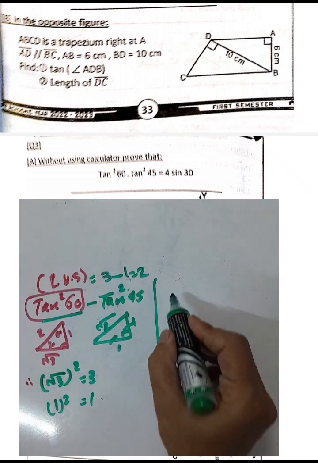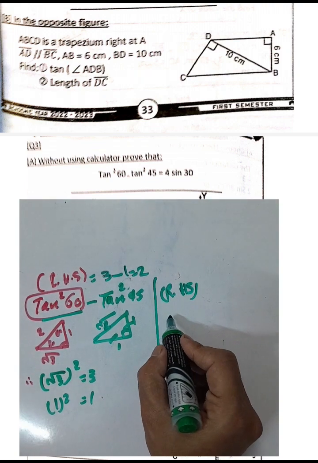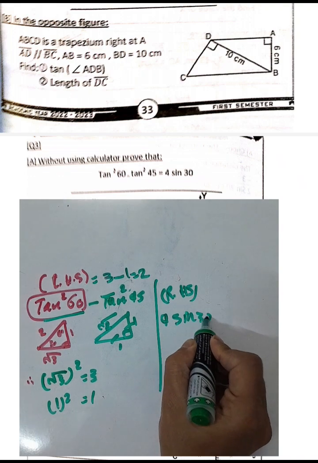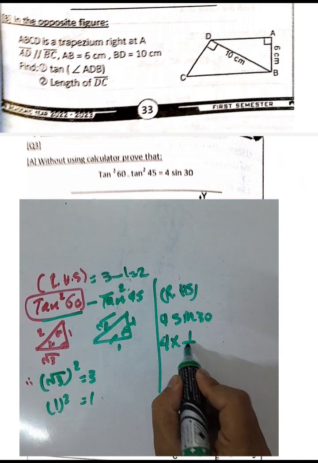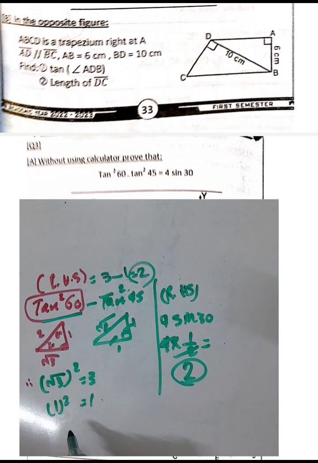And what about the right hand side? Right hand side here we have 4 times sine 30. Sine 30 is half, half times 4 equals 2. Then left hand side will be equal to right hand side.